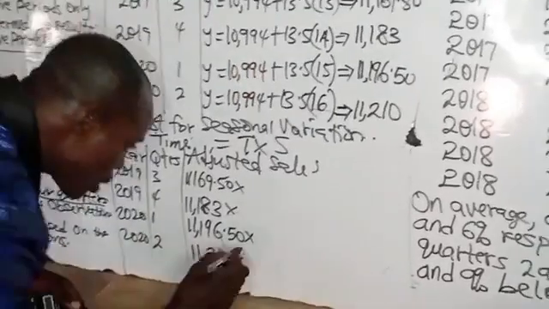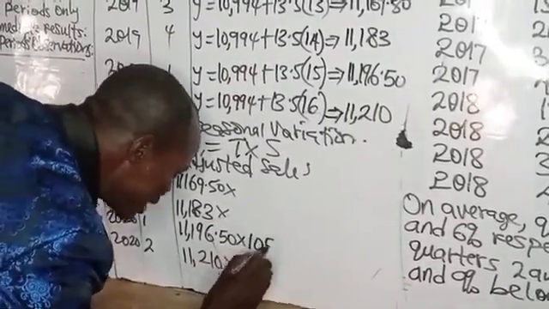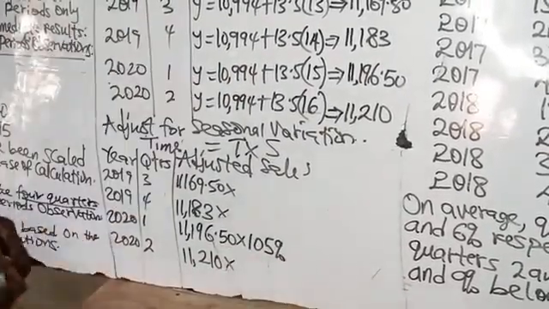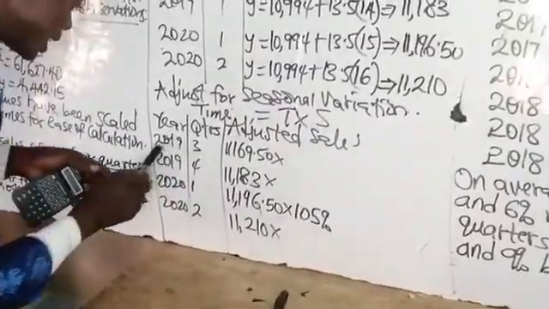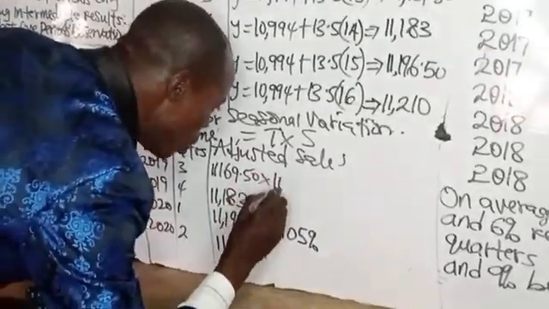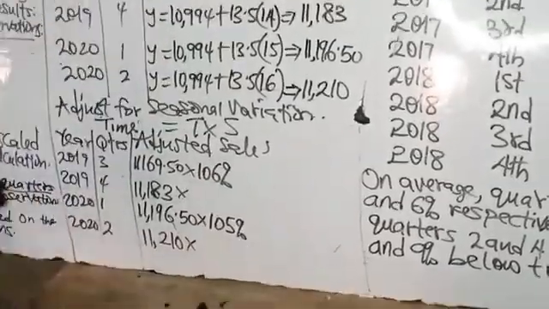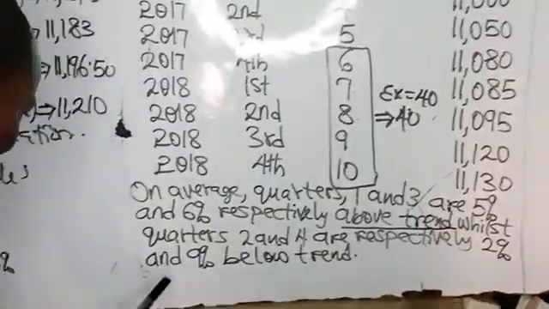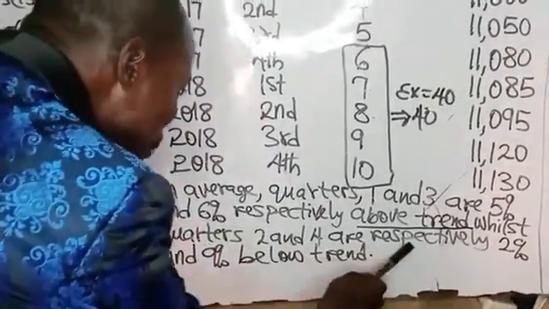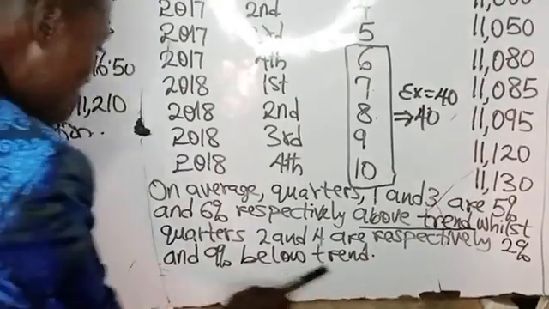We have quarter 1 in the year 2020, 105%. Then quarter 3, which will be 106%. We have quarter 3 in the year 2019, so 106%. Now, quarters 2 and 4 are respectively 2% and 9% below trend.